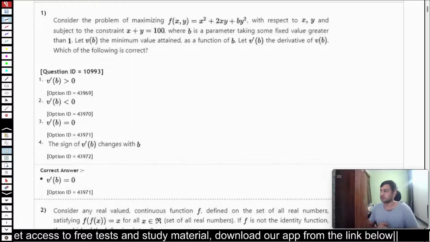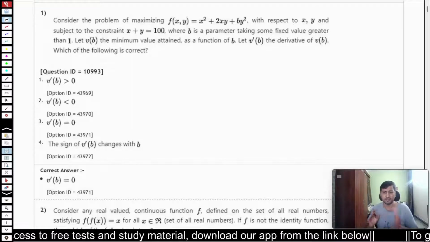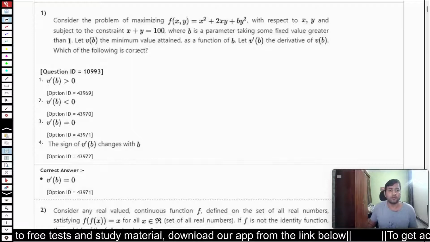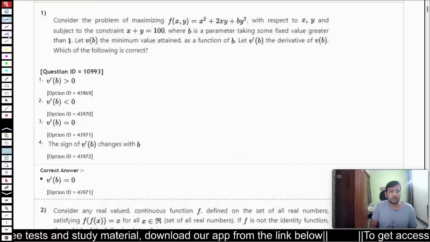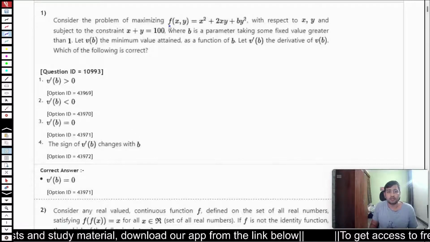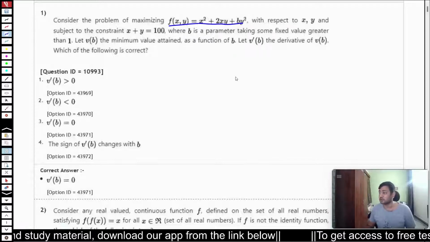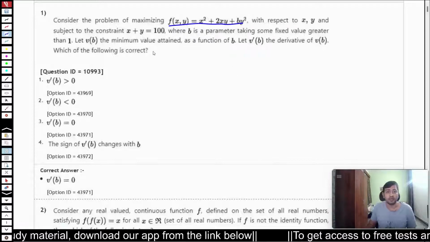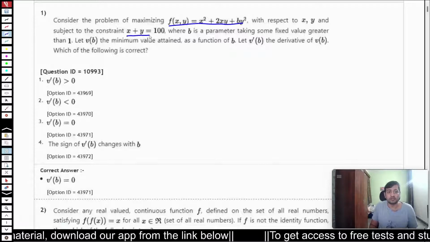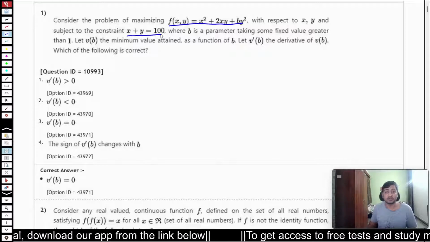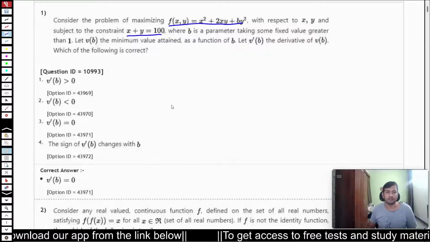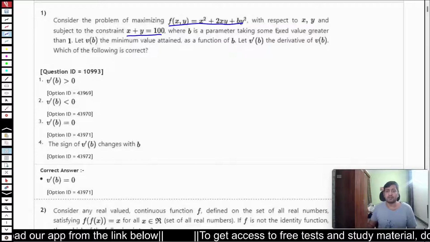Hello everyone. So let's start with the first 10 questions of the DSE 2021 question paper. In the first question, we have been given a function f of x equals x square plus 2bxy plus by square, which we have to maximize, subject to the constraint that x plus y is equal to 100. So it's a clear-cut case of Lagrangian.